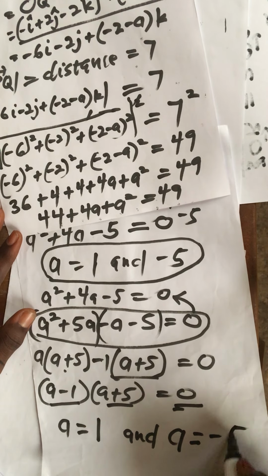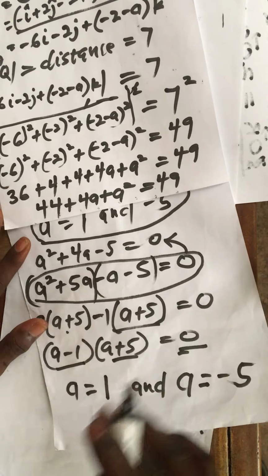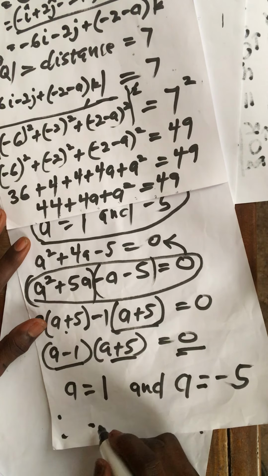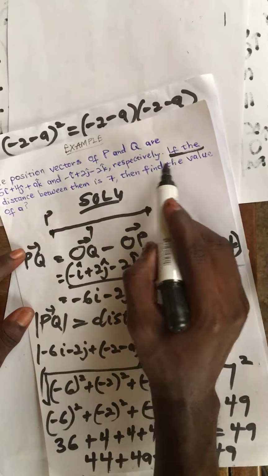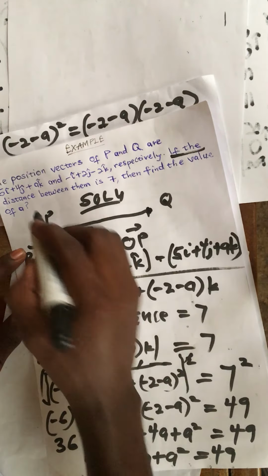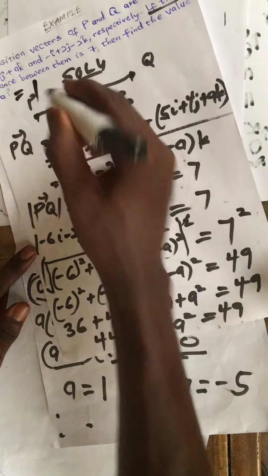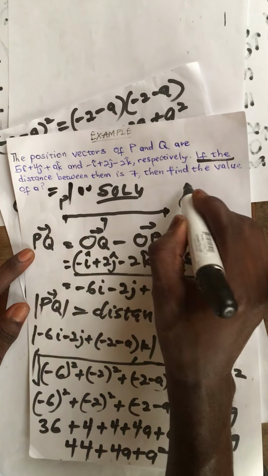So therefore, our value for a is either 1 or negative 5.